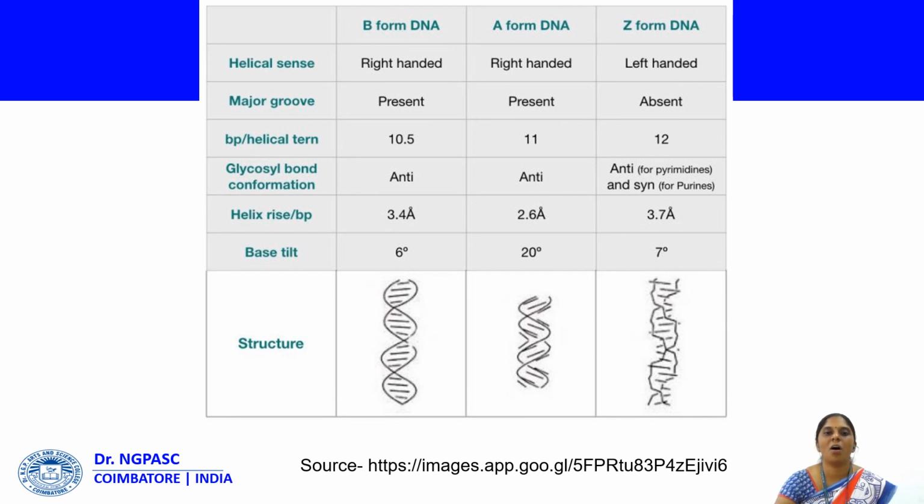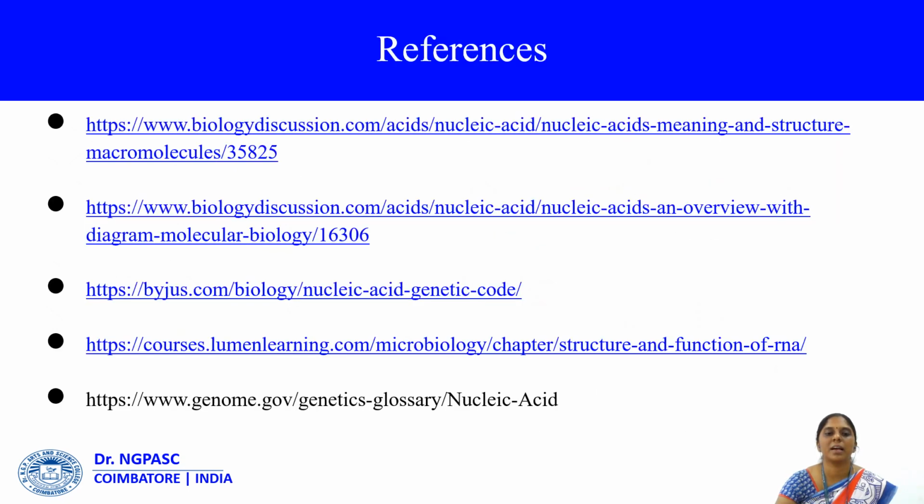Then they all have anti-parallel strands, with glycosidic bond conformation. The helical rise per base pair will change among the B form, A form and Z form of DNA. Then the base tilt degree is also given. You can see the structure of the B form DNA, A form DNA and Z form DNA. So this is double helical. Here there is some interruption, and here the double helix is zigzag in manner.